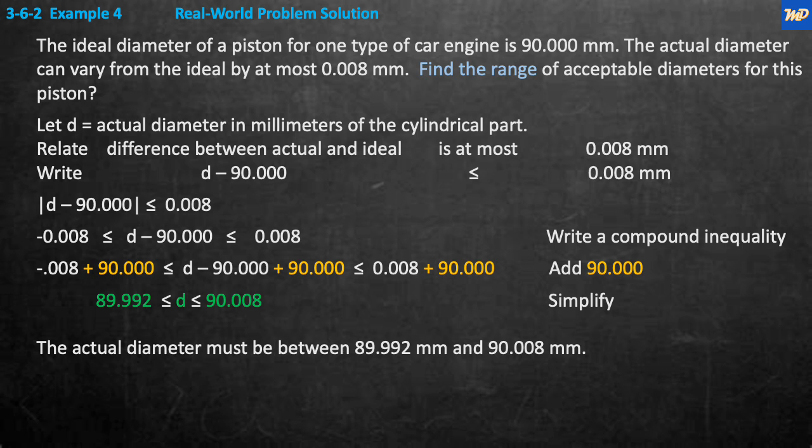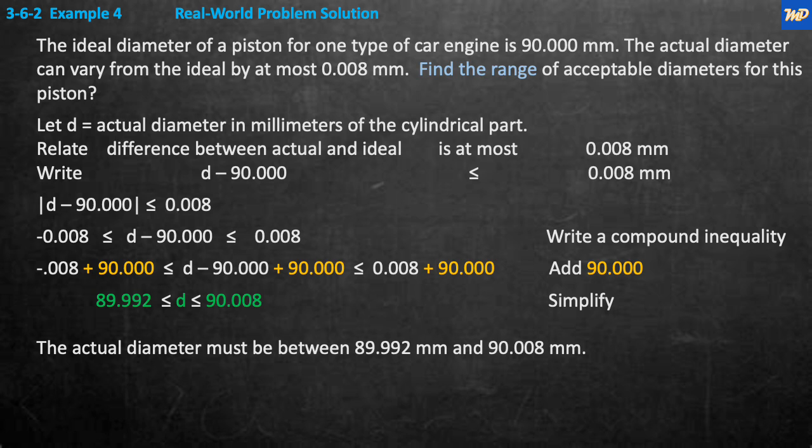Example 4. Now we've got a real-world problem here. The ideal diameter of a piston of one type of car engine is 90.000 millimeters. The actual diameter can vary from the ideal by at most 0.008 millimeters, a thousandth of a millimeter. That's pretty small, those numbers are. Find the range of acceptable diameters for this piston.